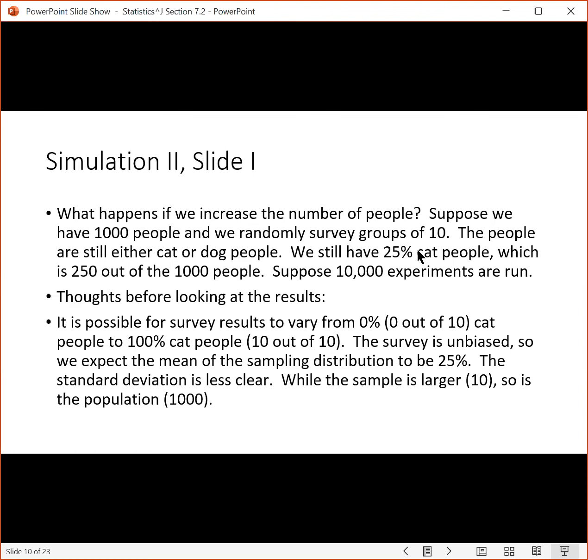Based upon the fact that this is randomly done, we expect the survey is unbiased. So we would expect the mean of the sampling distribution that we end up with to be 25%. And as far as the standard deviation, that's the part where we're not sure. So the sample is larger, the population is larger, does one have a bigger effect than the other? We don't know. So we're just going to have to figure it out by looking at the results.